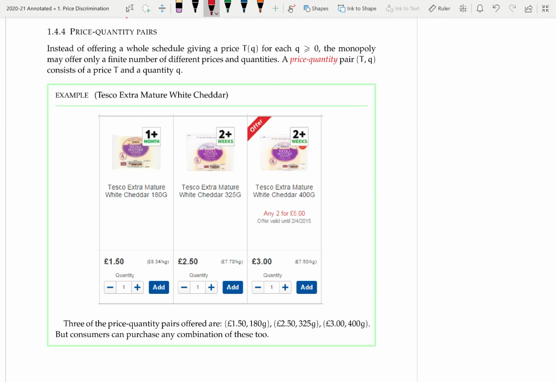So here's an example with Tesco cheese. We have three price quantity pairs here. We have the price quantity pair £1.50 for 180 grams, £2.50 for 325 grams, and £3 for 400 grams. But consumers in this case can also combine these price quantity pairs and therefore consume different quantities to these three. In the examples we'll look at mathematically, we'll assume that this can't be done. There are only a finite list of options and the consumers cannot buy multiple options.